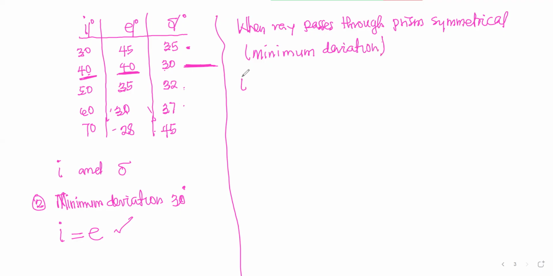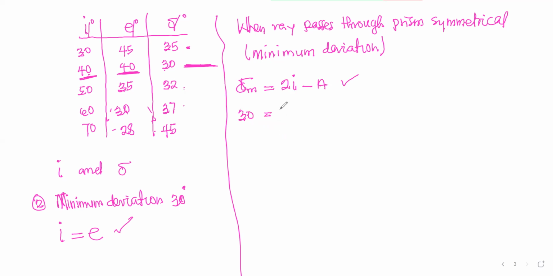Minimum deviation, sigma m or Dm, whichever way you will call it, will be equal to 2 times the angle of incidence minus A. And this is from the total deviation formula, which is I plus E minus A. At the minimum deviation, when I is equal to E, we'll have I plus I. So we can use this to calculate the refracting angle of the prism.